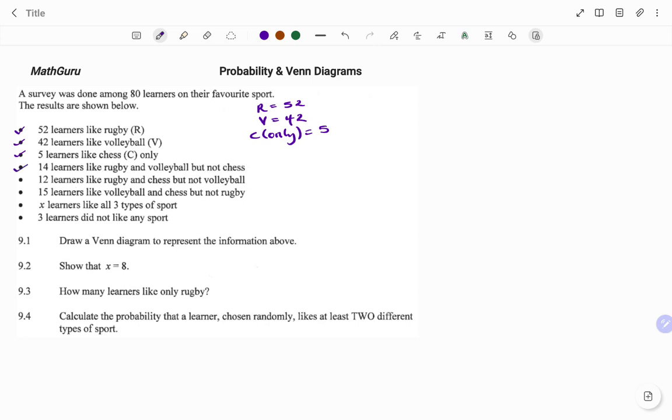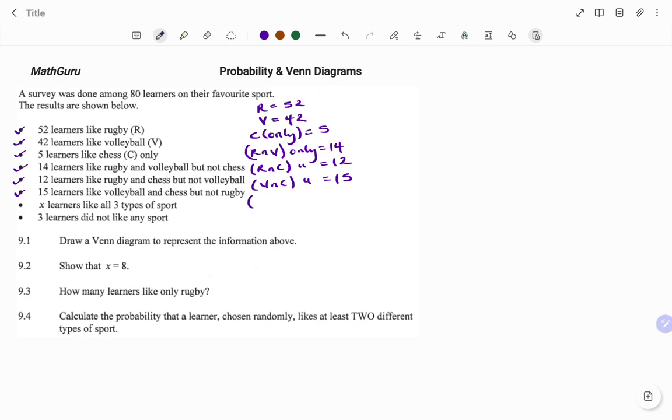14 learners like rugby and volleyball but not chess. So what that means is I have rugby and volleyball only, because chess is excluded. I have that as 14. The next statement, 12 learners like rugby and chess, so I have R and C only again, but not volleyball. That's equal to 12. 15 learners like volleyball and chess, so I have V and C only, because we've been told rugby is not included, so I put that as only. That's 15.